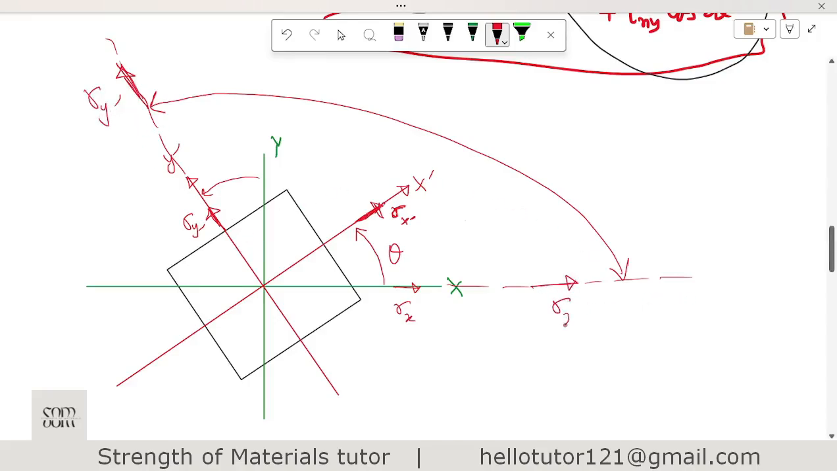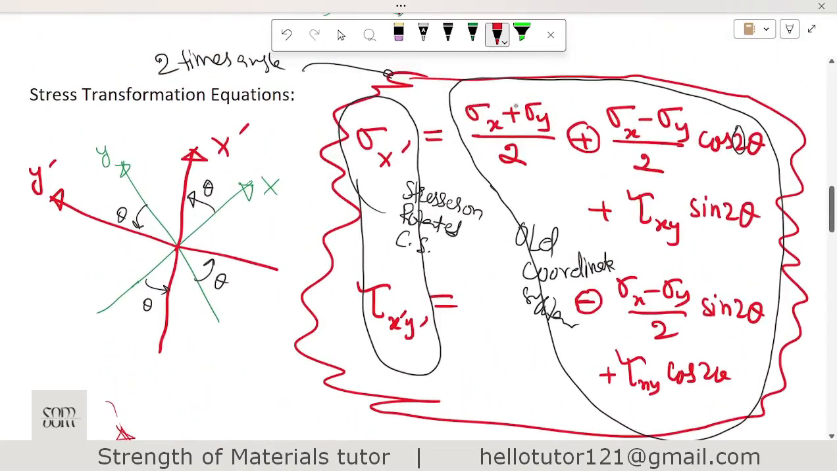It is sigma x, right, because this is the original axis before rotation. If we know the angle between them, you can find the stress on this, right, because this is what this equation teaches us. You know the angle between them, and you found the new stresses from the stresses of the old coordinate system.